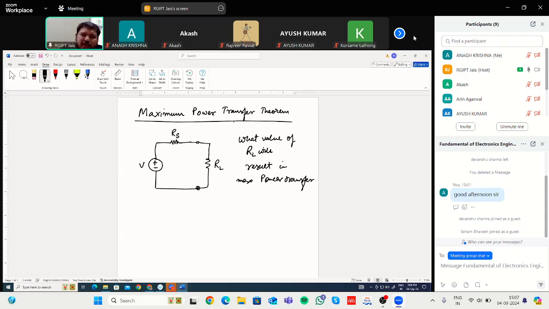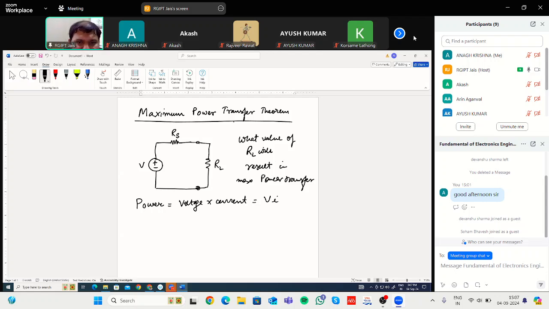Now power, how to calculate that? First you have to know how to define power. Then only can we maximize and minimize. Power we have already seen. Power is nothing but voltage multiplied by current, or V multiplied by I. So what is the voltage across this load, and what is the current flowing through it? If you know that, you will be able to find out the power.